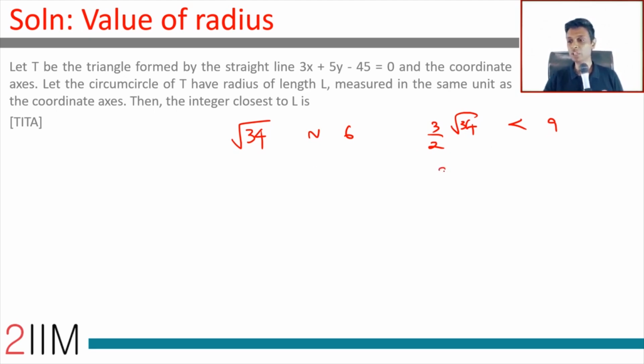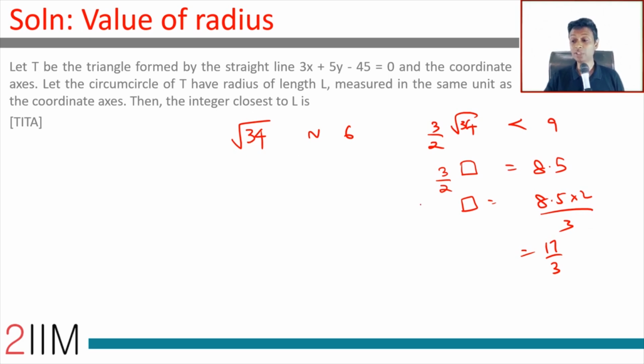And so 3 by 2 of a number, if it has to be equal to 8.5, then this number would be 8.5 into 2 by 3, 17 by 3. If the square root of 34 is more than 17 by 3, we are good. The number will round off to 9. If it is less than 17 by 3, it could round off to 8 also. Maybe 7, that we'll have to worry about later. I don't think it will go as low as 7. Right? So let's think about it.